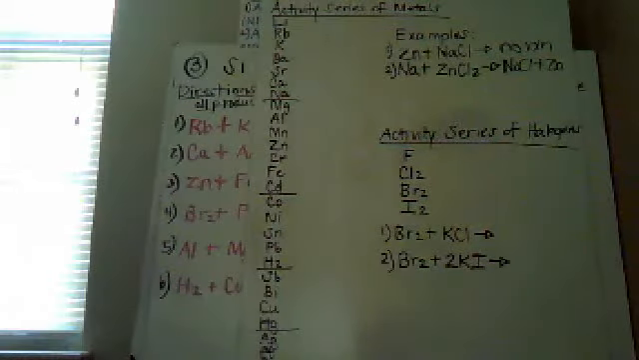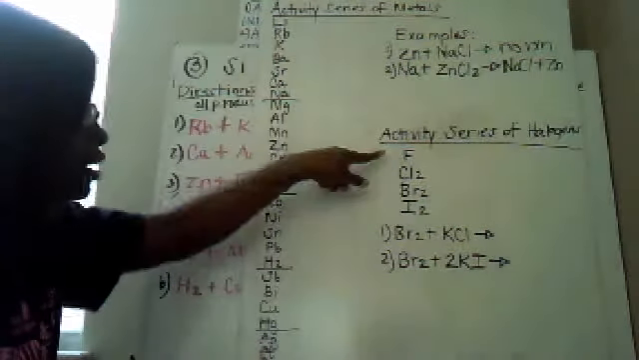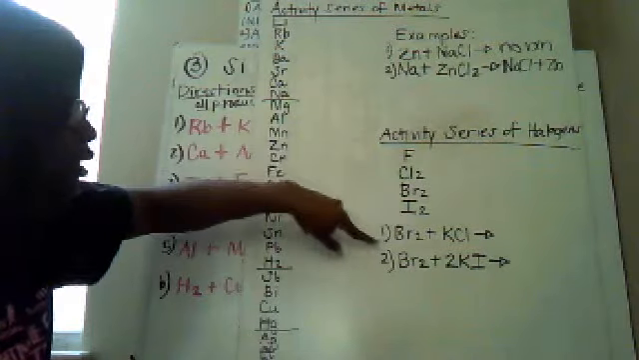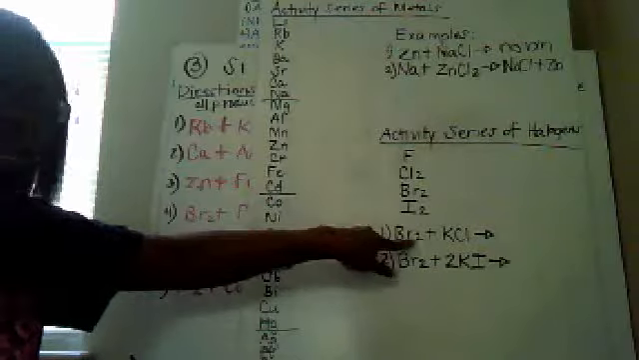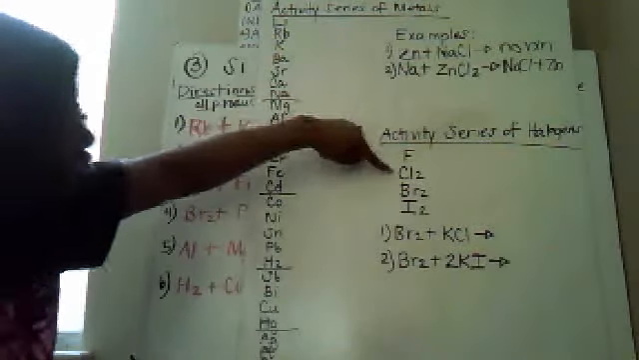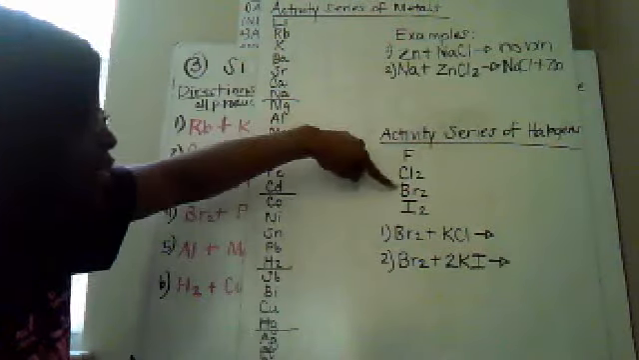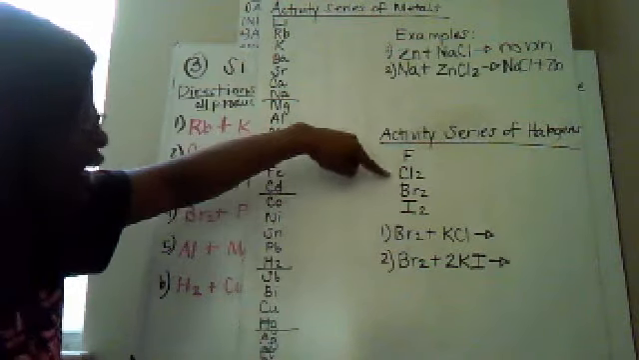And now with our activity series of halogens, you have S through I2. The first example, you have Br2 plus KCl. That means the bromine is trying to replace the chlorine. Your chlorine is up here, your bromine is down here. So bromine can only replace the iodine, not the chlorine. So, no reaction.